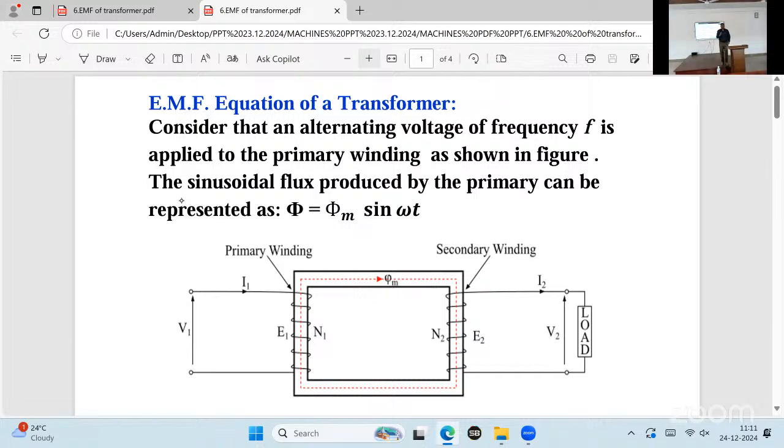What is V1? V is equal to Vm sin omega t. I is equal to Im sin omega t. Then we get flux: phi is equal to phi m sin omega t. What is V? Vm sin omega t. What is I? Im sin omega t. Then what is flux? Phi m sin omega t. So we have to remember this equation.